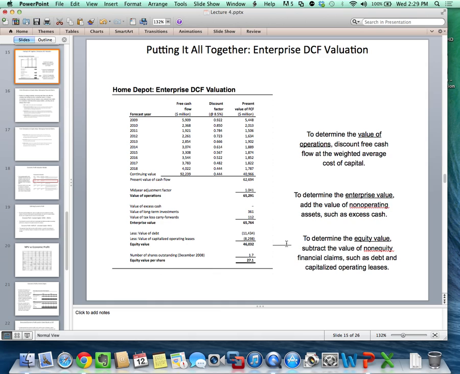And I'm going to stop and pause on this kind of innocuous looking slide. But this is actually a very critically important slide. This slide is a representation of how McKinsey does an enterprise DCF valuation.